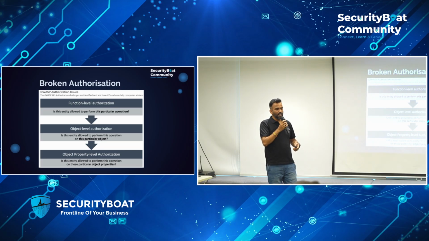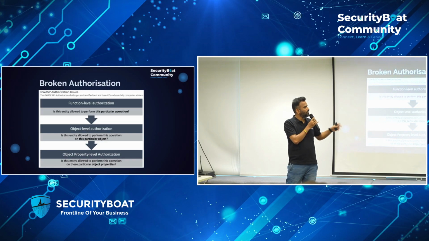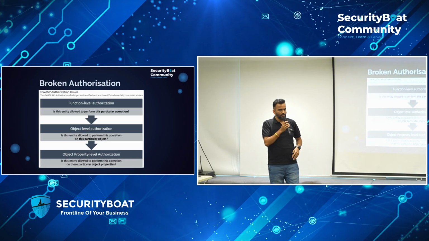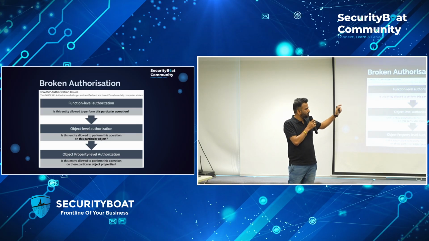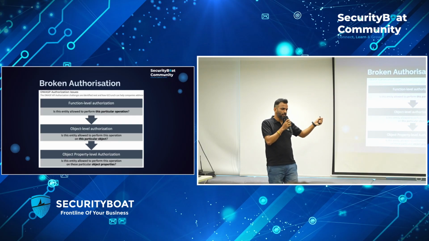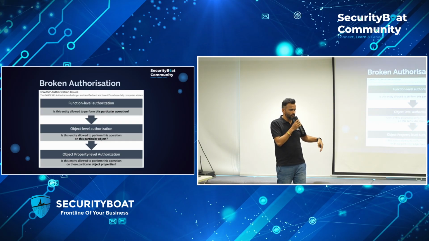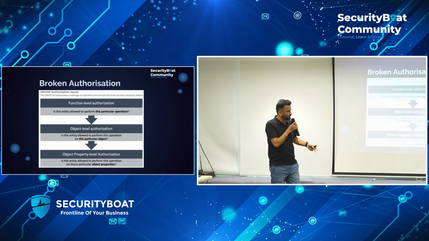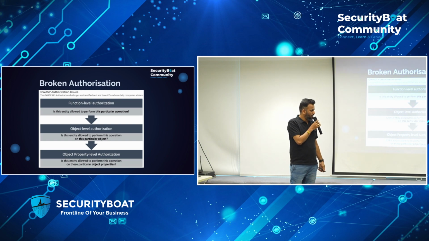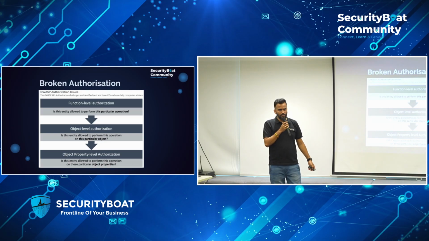Let's start with the major four categories we see in the BFSI industry. First one is always on top: broken authorization. In broken authorization, there are three types defined in the OWASP Top 10 as well. I want to cover them because there is a huge difference and there is confusion. People always try to identify the major category as broken authorization, but there is functional level authorization, object level authorization, and object property level authorization. Anyone know the difference between these three?